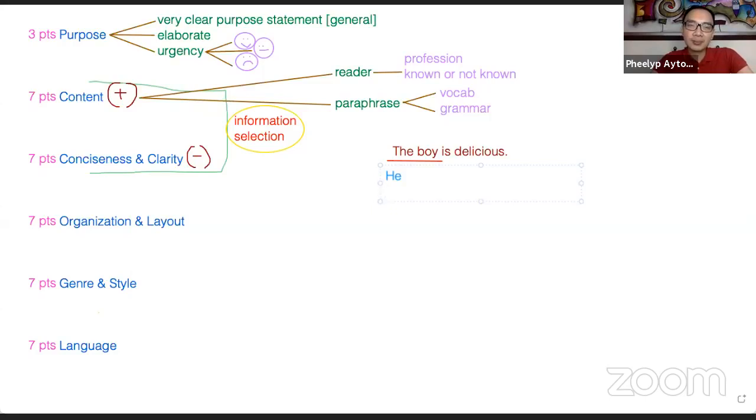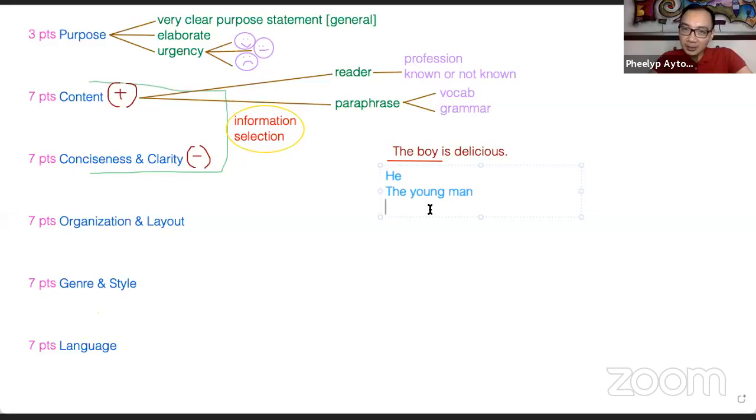Pwedeng the young man. The child. Pag child, nawala yung maleness. Diba? Ano pa? Pwedeng the guy.